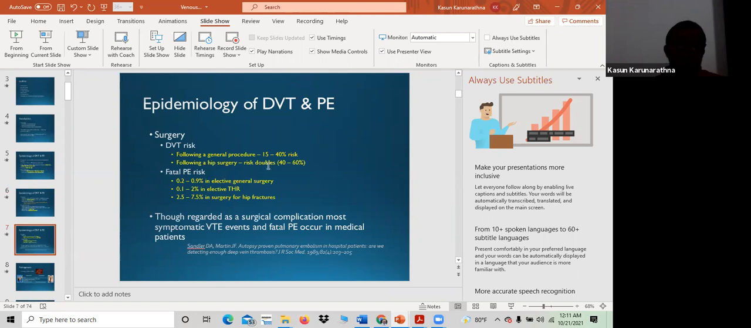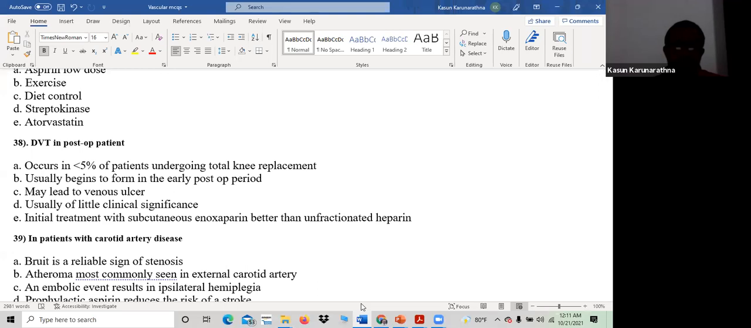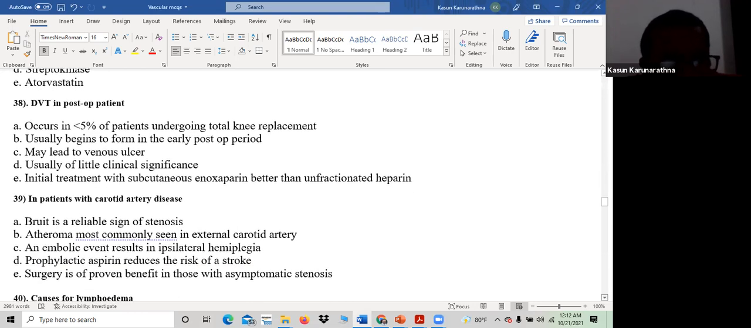2.5 to 7.5% in surgery for hip fractures. General surgery is considered 15 to 40%. So it should be more than 5%, no? It should be false because it should be more than this. No? For DVT, you can give enoxaparin and unfractionated heparin both. What is better? It's a bit problematic. Anyway, I'll check. I think both can be used. One can say what is better, but what we use is enoxaparin. We'll see.